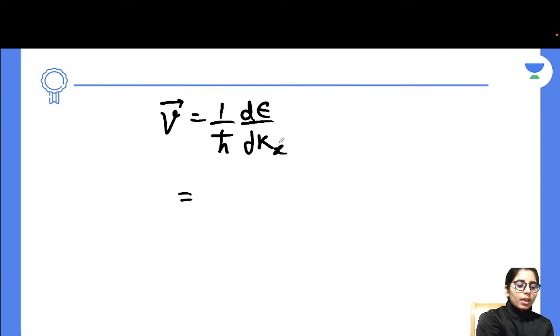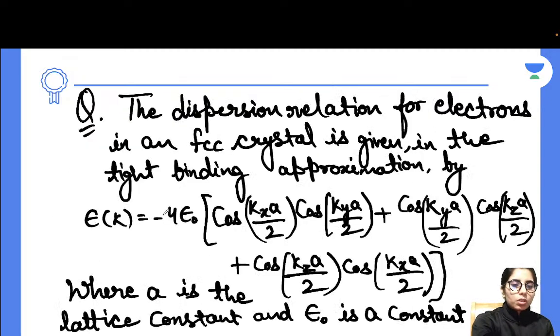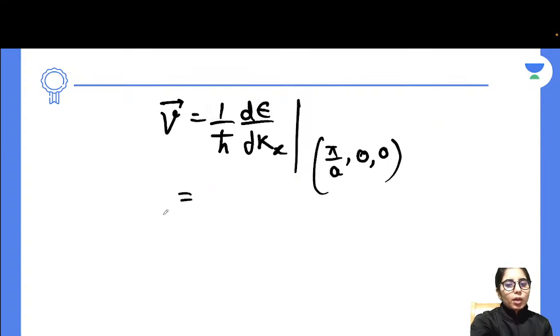Now, whatever you get, what you have to do next is put the values of kx, ky, kz as pi by a, 0, 0. Once you do that, the answer will be 4 epsilon naught a upon h cut, and it matches option D. So this is how you reach the final answer.